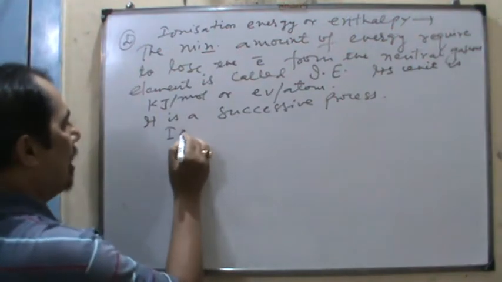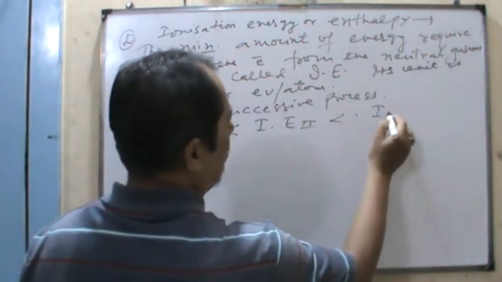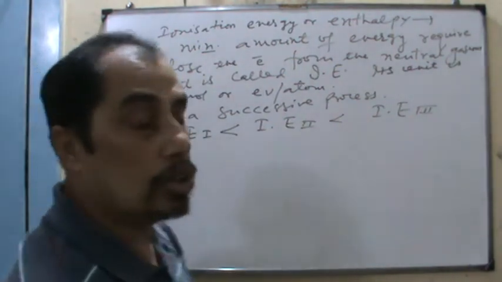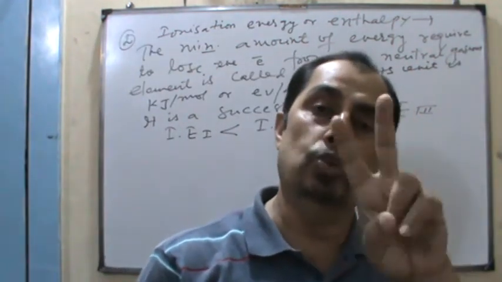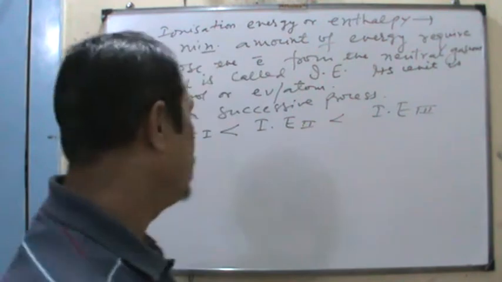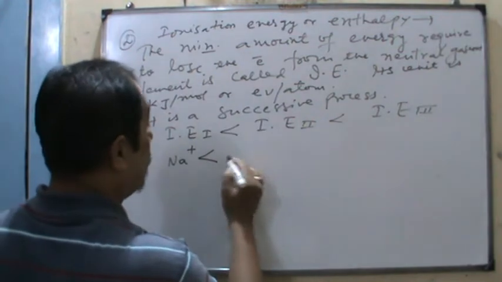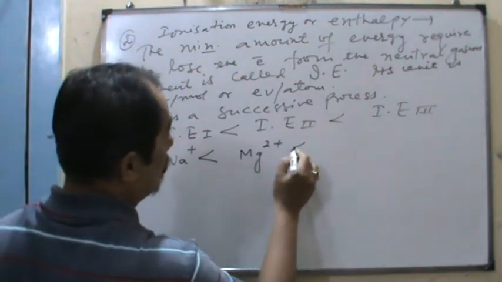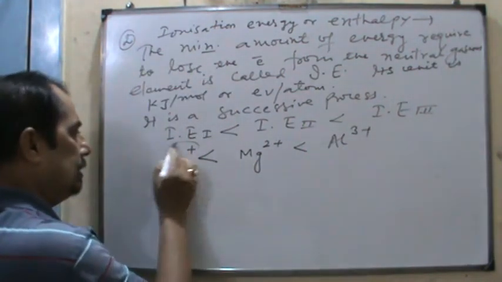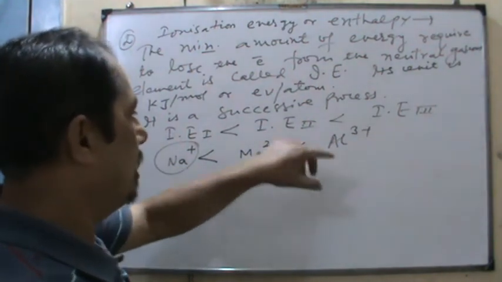That is why ionization energy 1 is smaller than ionization energy 2, which is smaller than ionization energy 3. Because it is easy to lose one electron. Again you provide double energy to lose 2 electrons, and triple energy, 3 times more energy, to lose the 3 electrons. That is why sodium 1 positive needs less ionization energy, then magnesium 2 positive, and then aluminum 3 positive.